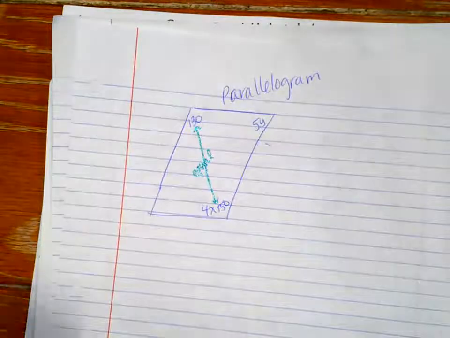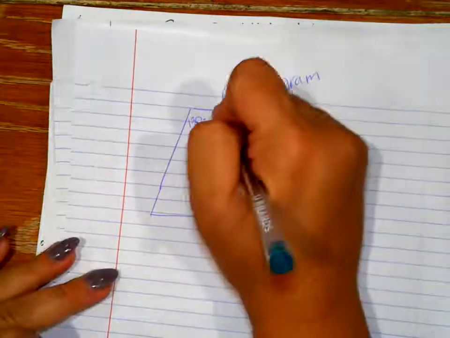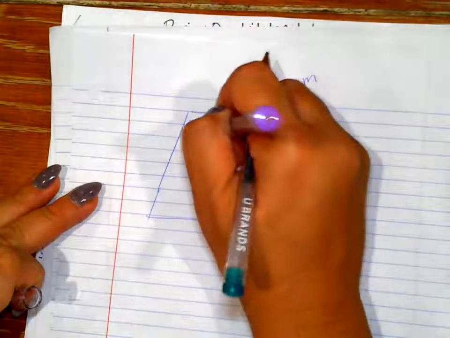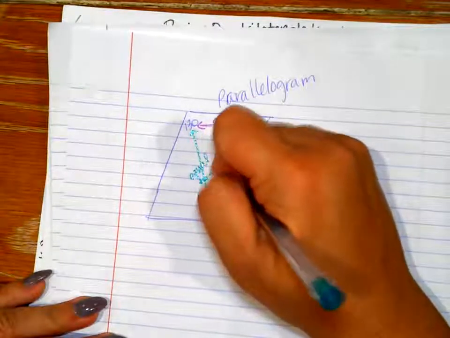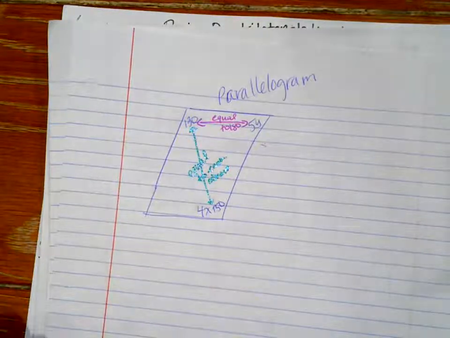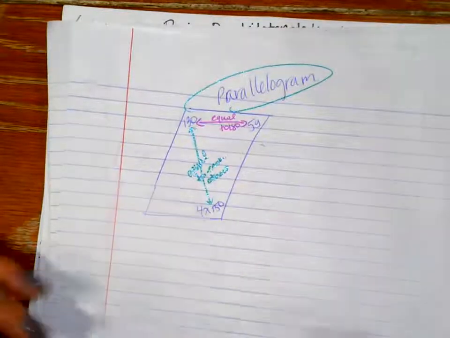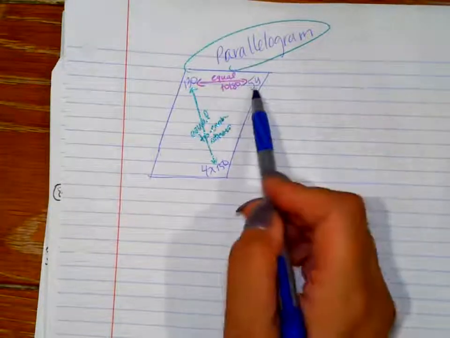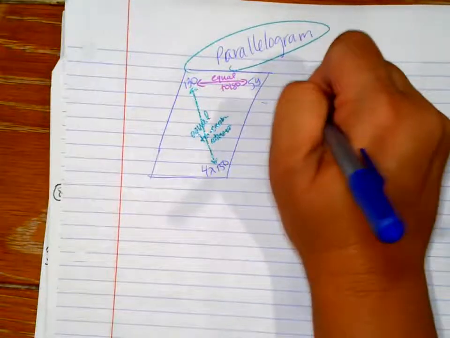You need to know that these guys right here are equal to 180. So these guys are equal to each other. These guys are equal to 180. The reason I know that is because it's a parallelogram. That's one of the properties of a parallelogram. You just have to know those things. I'm going to solve for y first. I know that this plus this needs to equal 180 degrees.